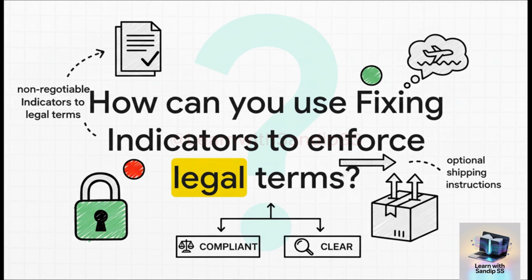So, I'll leave you with a final thought to chew on. Now that you know how these controls work, how could you use them in your own system? Think about it. How could you use a fixing indicator to automatically and forcibly apply critical, non-negotiable legal terms, while at the same time using a different indicator to simply suggest optional shipping notes from a supplier? The power is there for you to make your purchasing documents smarter, clearer, and more compliant.